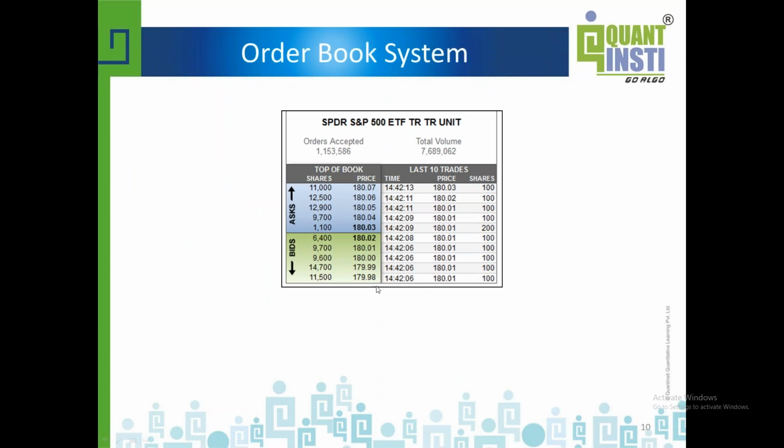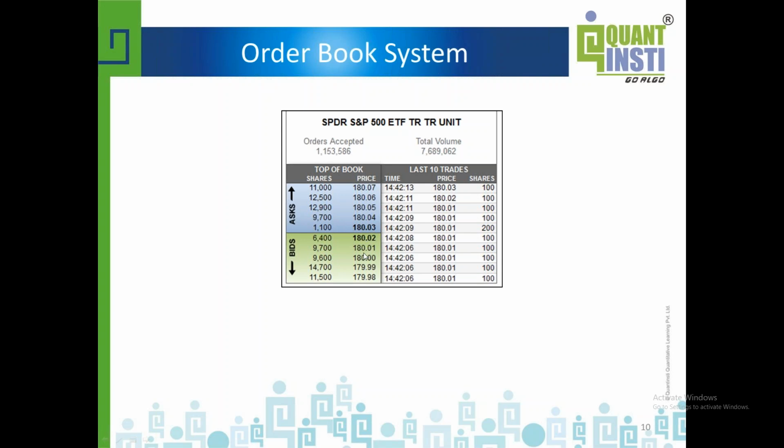All right. So this is an order book system. This is for S&P 500 ETFs. So this is how a book can look like. You can have them horizontally or vertically. On NSE, I showed you a horizontal representation of the order book. This is a vertical representation. It's basically the same, right?